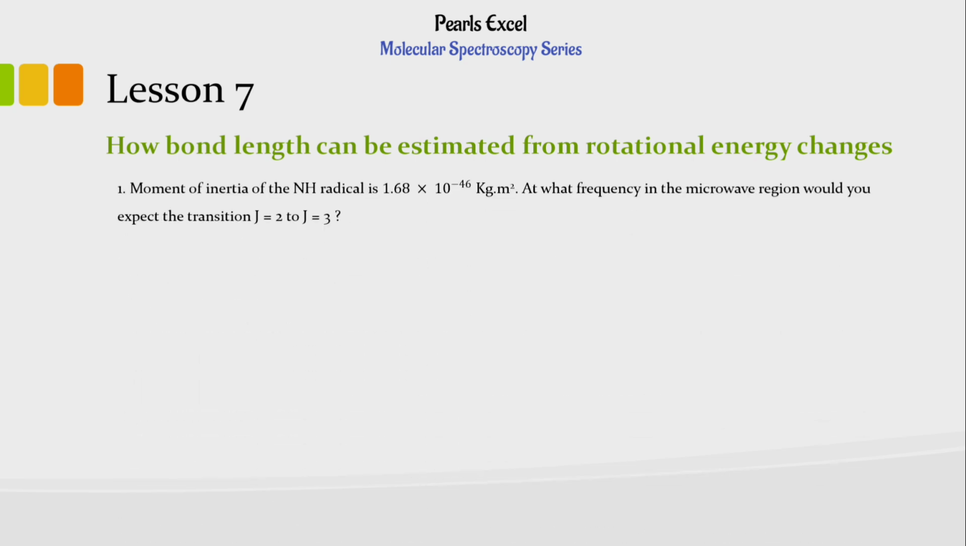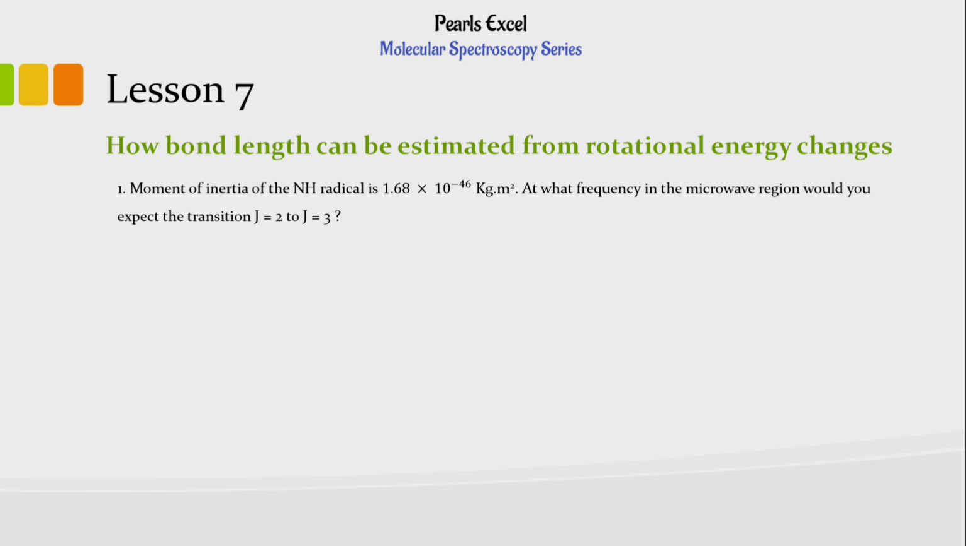The moment of inertia of the NH radical is 1.68 multiply 10 to the power minus 46 kg meter square. At what frequency in the microwave region would you expect the transition J equal to 2 to J equal to 3? So this is our question. First understand it, then later extract the data from it and solve. We solve this numerical step by step.